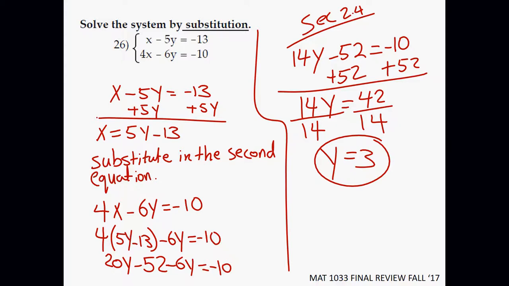We found y, we still need to find what's missing here? X. We have to find x. We can use either equation number 1 or equation number 2 or the one we worked on, which is number 3. The easiest one is to use number 3.